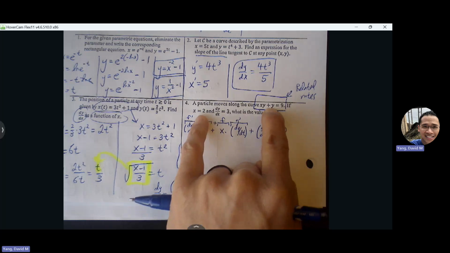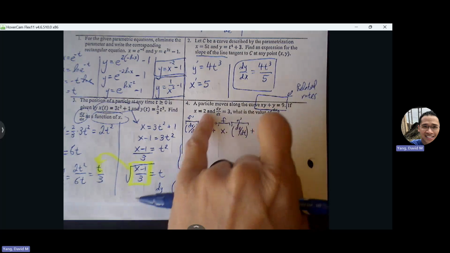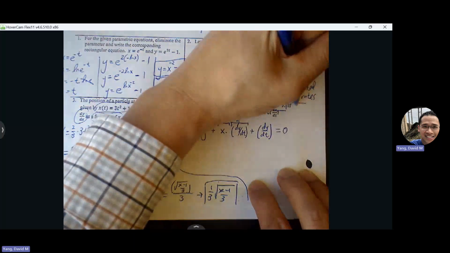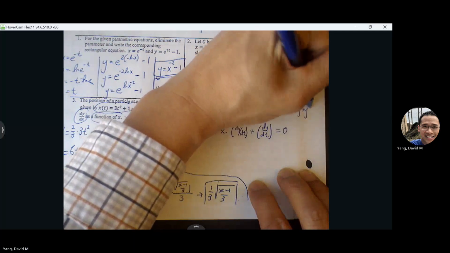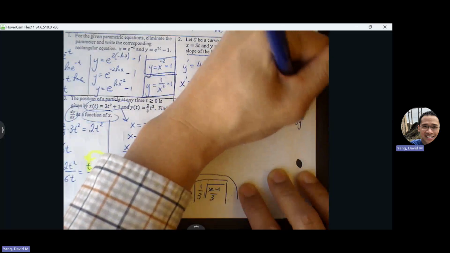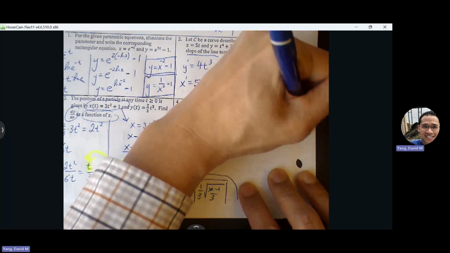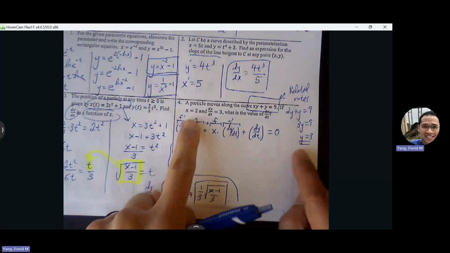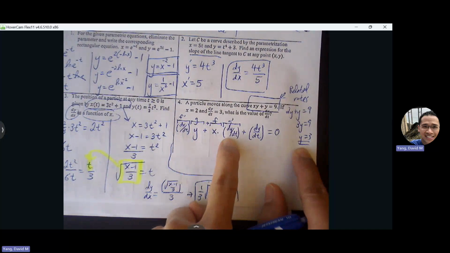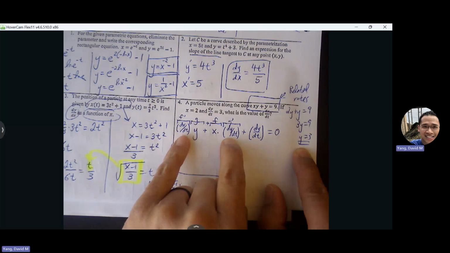So you have a way to get to that ordered pair, even though they don't give us that full ordered pair. So 2 in for x. 2y plus y equals 9, 3y equals 9. y is 3. Okay, so we have everything that we need. We have x equals 2, y equals 3, dy/dt is 3, and then we should be able to isolate and solve for dx/dt.